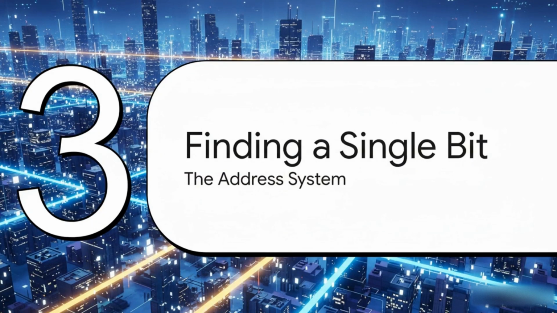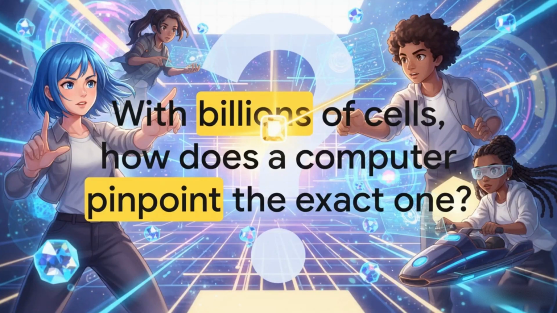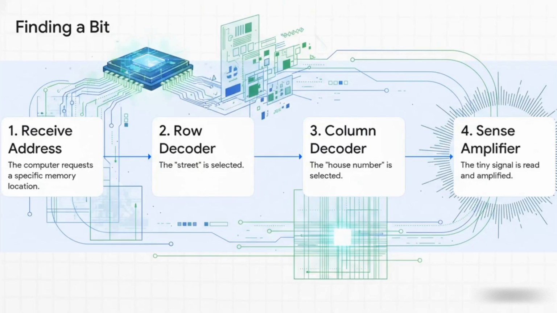Okay, so we've built our city of billions of bits. It's huge, but a city isn't very useful if you can't find a specific house on a specific street, right? So how does the computer navigate this metropolis of data? This is the real challenge, isn't it? The computer has to find and grab data from one specific memory cell out of billions, and it has to do it almost instantly. Let's take a look at the incredible system that makes this high-speed navigation possible. It all comes down to this really logical four-step process. First, the computer sends out an address. Then, the row decoder selects the street, and the column decoder pinpoints the house number.